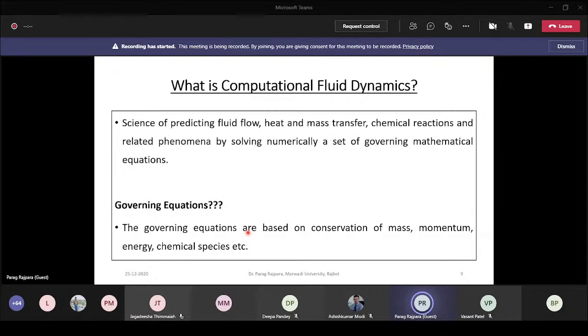So ultimately, if you sum up what we have understood by this time, CFD is a science of predicting fluid flow, heat transfer, mass transfer, chemical reactions, and other related phenomena by numerically solving a set of governing mathematical equations. Right? These governing equations are mathematical statements which are based on the principle of conservation, which ultimately describes the physics of the problem.